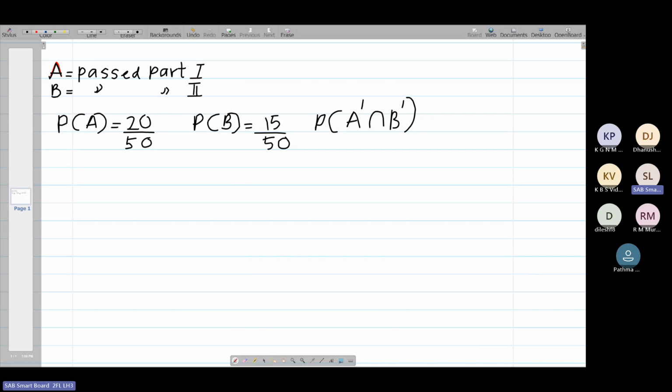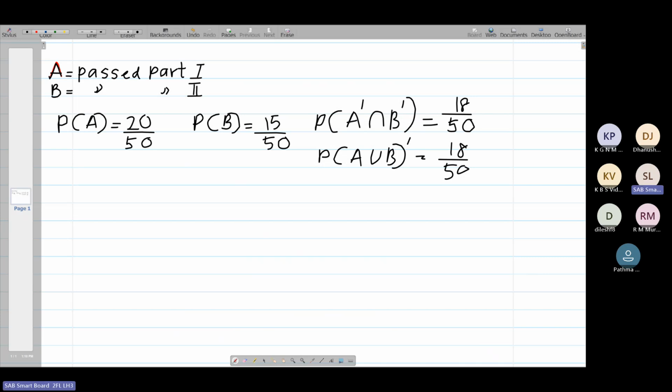Intersection, both. Okay. Then what is the answer? 18 over 50. Then this one, how do we write? Another way: A dash intersection B dash equals 18 over 50. Then another way, how do we write? Using De Morgan's law, we can write A union B dash is equal to 18 over 50. It's clear? Okay.